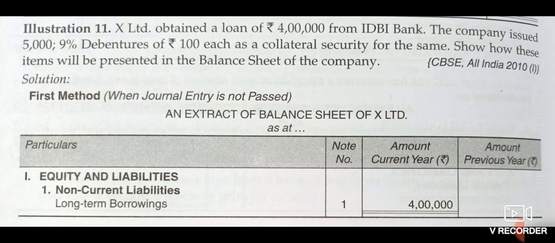Show how these items will be presented in the balance sheet of the company. This will be for 1 mark. In the first method, no journal entry will be passed for the debentures given as collateral security. Only the entry will be passed for the loan, that is bank account debit to bank loan account, rupees 4 lakhs. And in the balance sheet, in long term borrowings, rupees 4 lakhs, and notes to accounts.